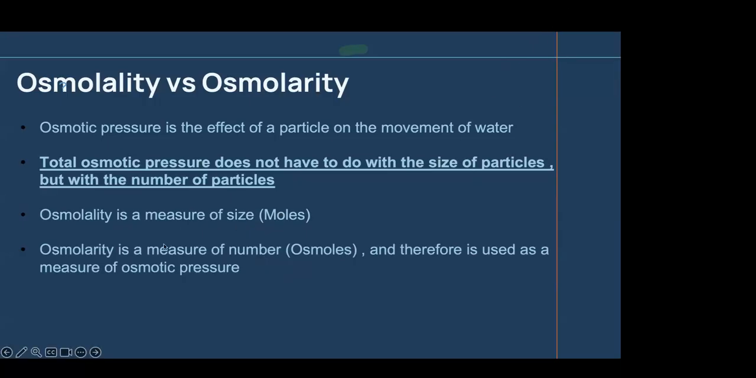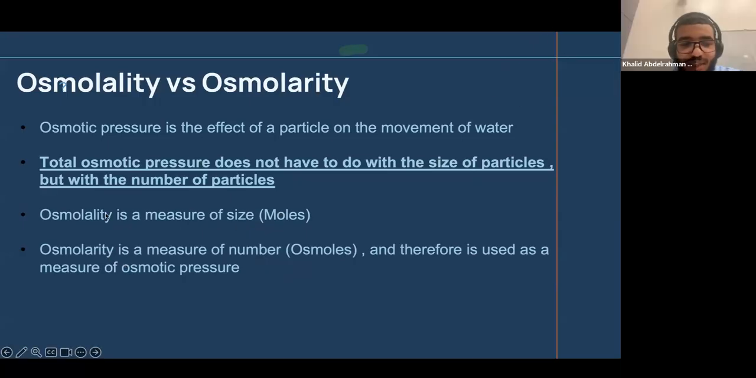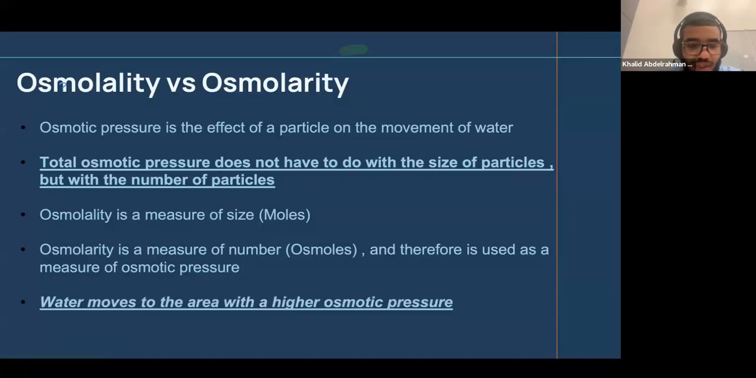Osmolarity. Why? Because we said that osmotic pressure has to do with the number of particles. It doesn't have to do with size. Size doesn't matter. Just the number matters. And so osmolarity is a measure of the number, but osmolality is a measure of size. And therefore, we use osmolarity to measure osmotic pressure, okay? And we'll see why this is very important in a minute.